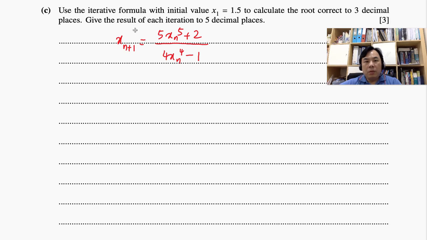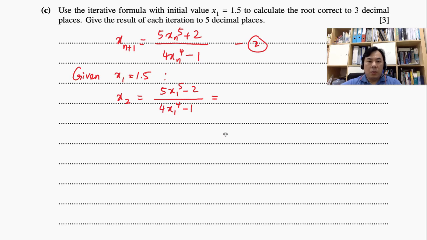So using this iterative formula number 2 here, with the initial value of x1 equal to 1.5, we need to calculate the root correct to 3 decimal places. All we need to do is, we are given x1 equal to 1.5. Now all we need to do is determine x2. So x2 is basically x1 to the power of 5 minus 2 over 4x1 to the power of 4 minus 1 here, and then we should be able to obtain the value.